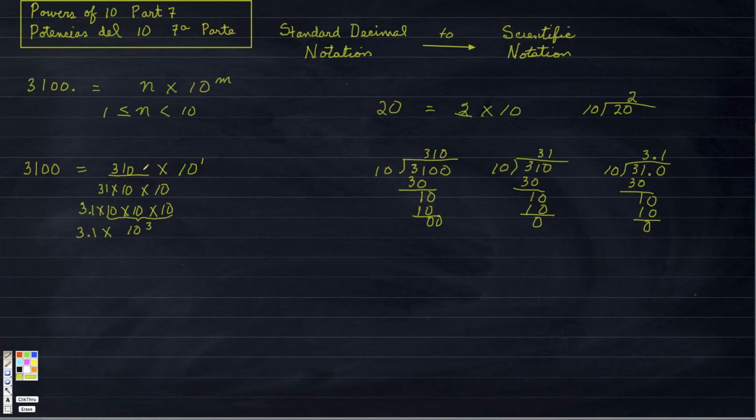Ahora entonces puedo escribir que 3100 es 310 multiplicado por 10 a la potencia 1. El problema es que el 310 no está en notación científica porque se pasa del 10. Entonces lo divido de vuelta con un 10 y ahora me da 31. Ahora puedo escribir 31 por 10 en vez de 310 y luego por el otro 10 que ya tenía.